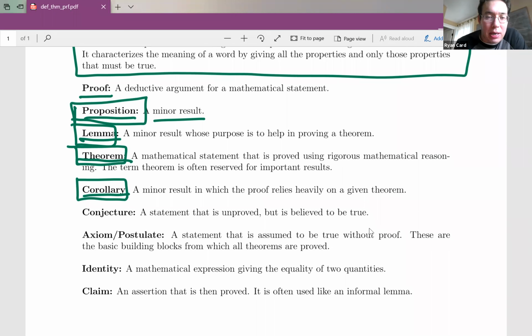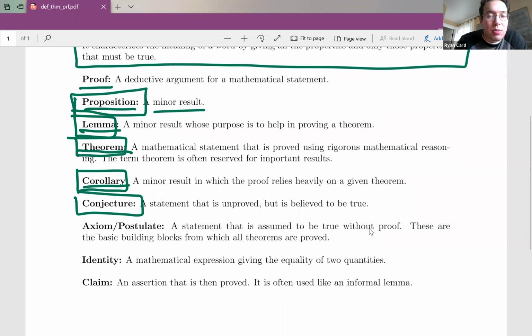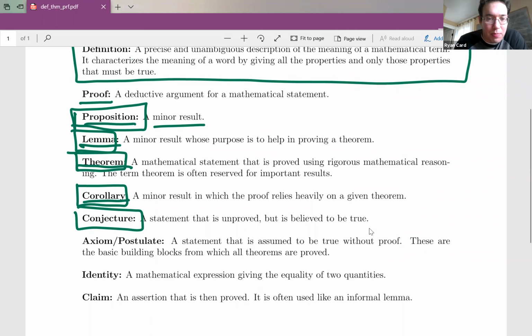If you have a mathematical statement that you think might be true, but you don't know how to prove yet, the word conjecture is used. So usually it's an educated guess. You have a good reason why you believe it's true.